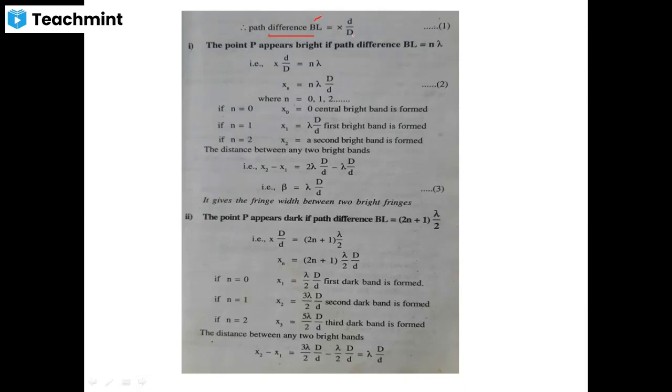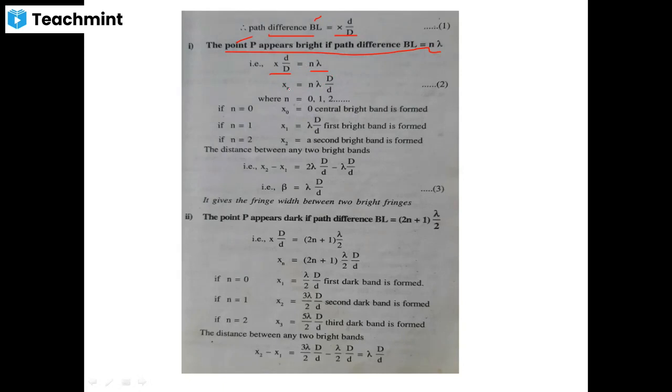Now, the point P appears bright if the path difference is equal to n lambda. So now we are applying the general conditions. If BL equals n lambda, the point P on the screen is going to be a bright band. So we equate this to n lambda, saying that it is a bright band. Then you can simplify this equation as Xn equals n into lambda into capital D divided by small d.